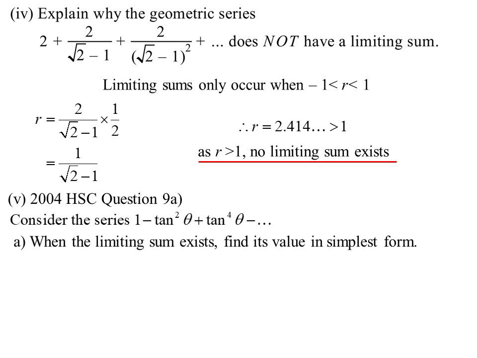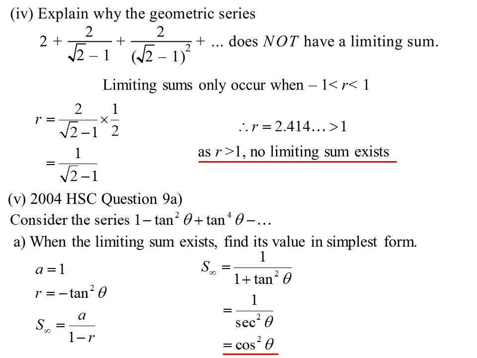Then they asked this one in the HSC. Similar sort of question, but a lot harder. Here's the series, 1 minus tan squared theta plus tan to the power of 4 theta. When the limiting sum exists, so sometimes it will, sometimes it won't. All depends on the value of theta. So when it exists, find its value. Well, a is 1. Now when it exists, the ratio will be minus tan squared. Now, a over 1 minus r becomes 1 over 1 plus tan squared. They want it in its simplest form. 1 plus tan squared is sec squared, but the reciprocal of sec squared is cos squared. So the sum to infinity is cos squared theta.